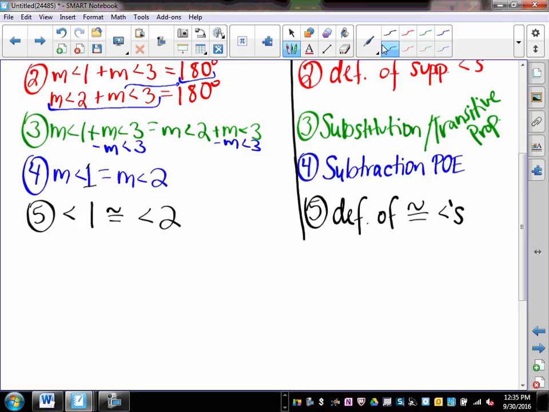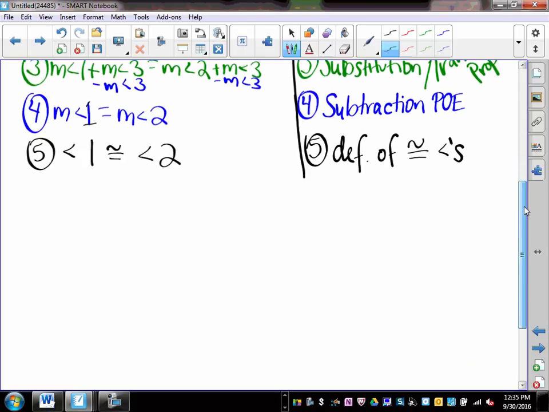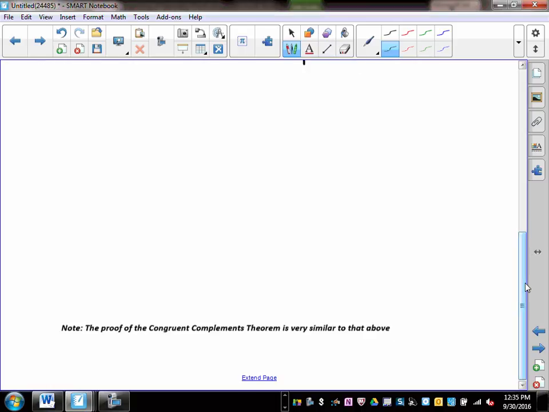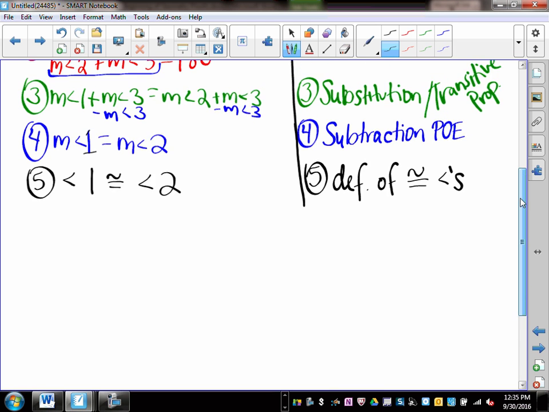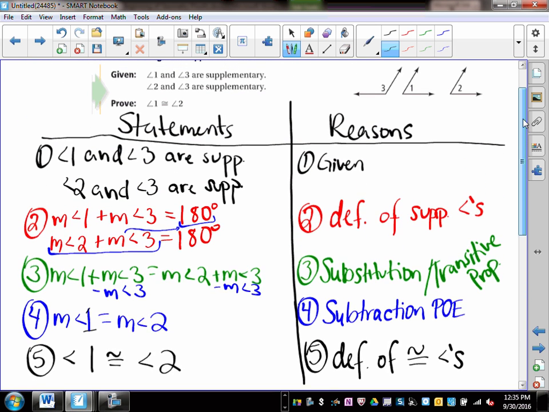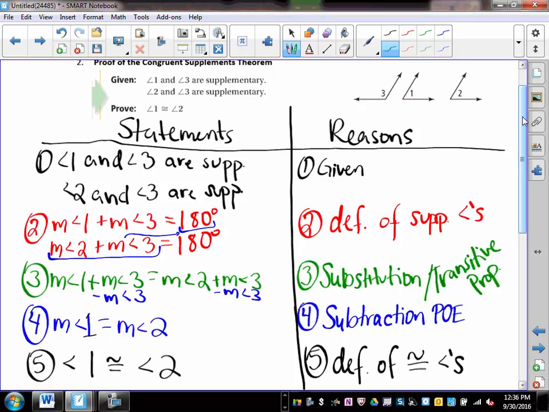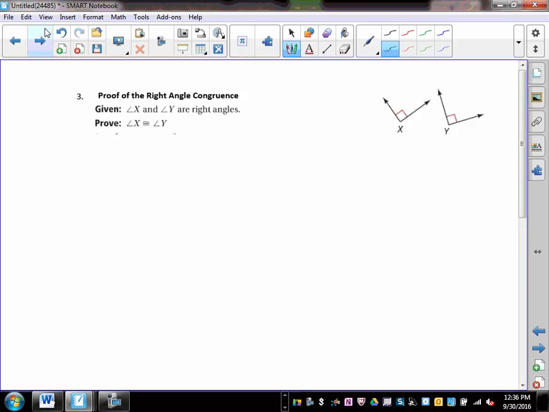All right. Questions on that? Now, what does the bottom of your paper say? Yeah, so the congruent complements theorem is extremely similar. What would change? Instead of them being supplementary, they're complementary, which means their measures would add up to 90. Okay, but I'm not going to make you go through it all again.